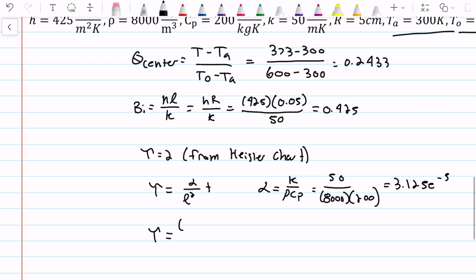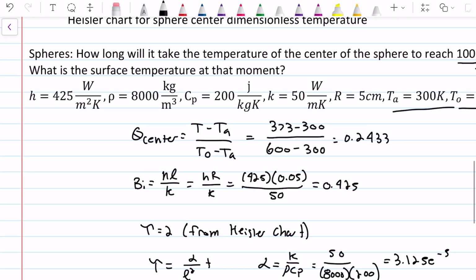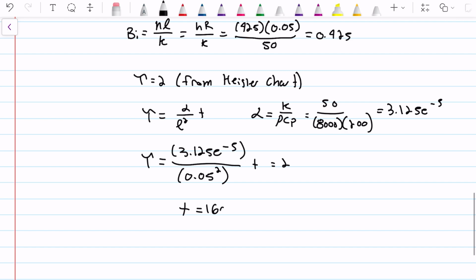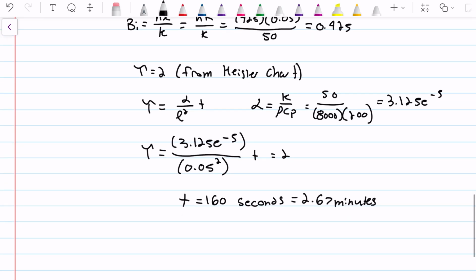Okay, and then let's see. So now tau becomes this. Our characteristic length squared is 0.05 squared times time, which we know equals 2. So 2 times 0.0025, divide over alpha, and we get a t of 160, and since this is in SI units, this is seconds. And if you want to get that in minutes, that could also be 2.67 minutes. Okay, first part of the problem done.